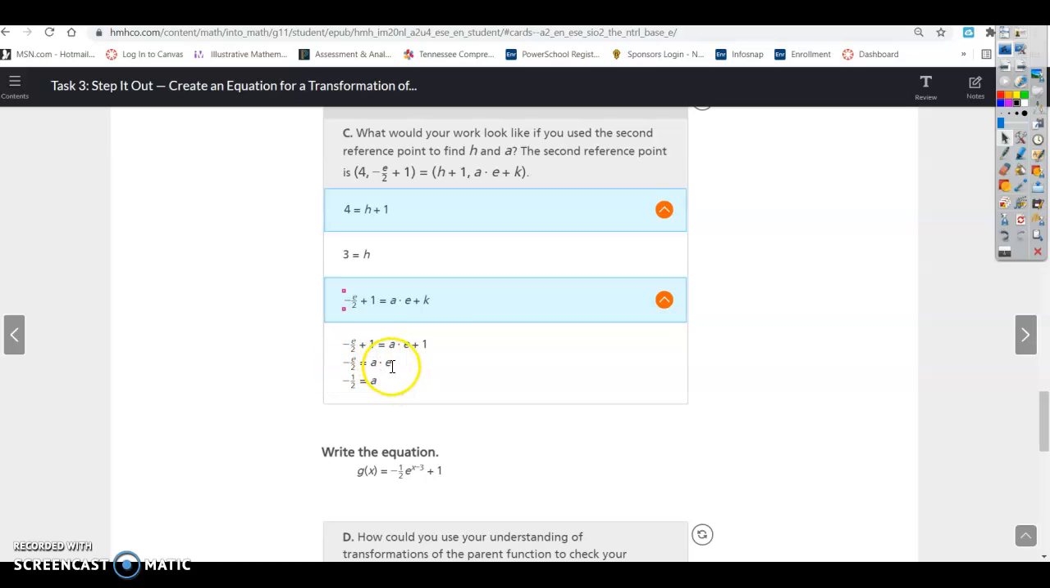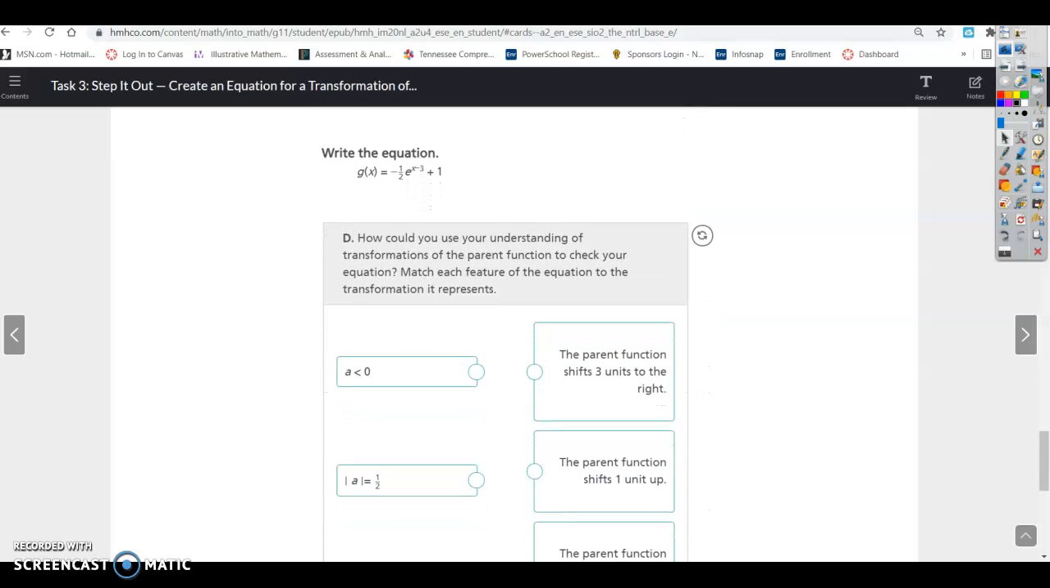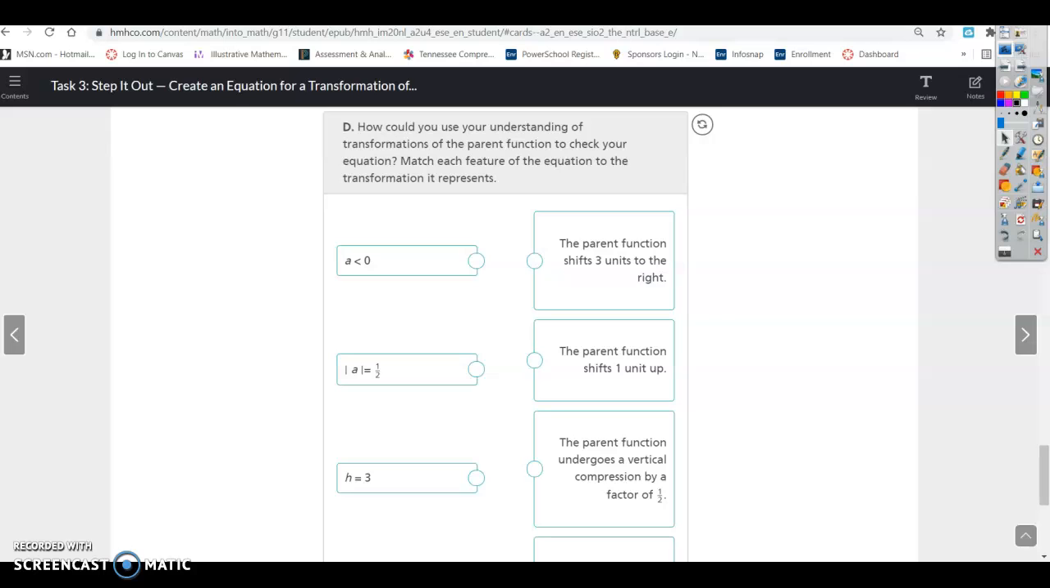Remember, e is a number. It is a variable, but in mathematics, e represents the number 2.718. All right, write the equation g of x equals negative 1/2 e raised to the x minus 3 power plus 1. All right, it says, how could you use your understanding of transformations in the parent function to check your equation? Match each feature with the equation of the transformation it represents.